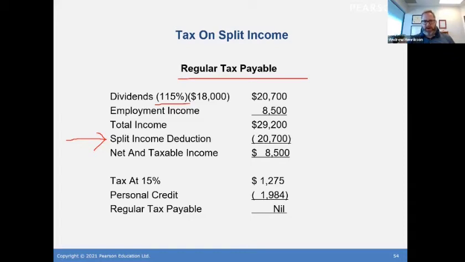So the mechanics are, we deduct it from you. You did receive it, so it's going to go into your income. But we're going to deduct it before net income for tax. So it's going to affect both your net and your taxable. So we do the split income deduction, getting you right back down to $8,500, as if it never happened. And then we could go ahead and calculate your tax and your personal tax credit, whatever. And so you're not going to pay any tax if that's all that's going on.